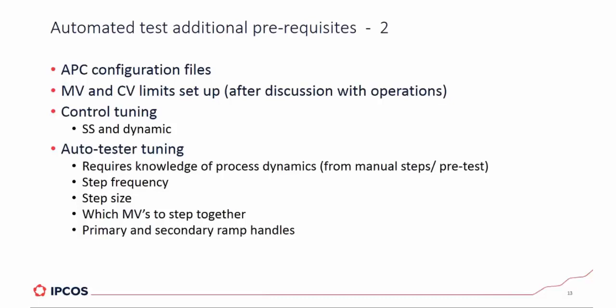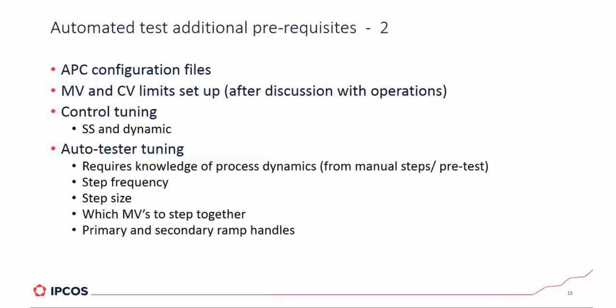Also, prerequisites for an automated test: the APC configuration files. There's quite a number of hours of work that has to be put into setting up the actual configuration before we can then execute the automated test. It means the MV and CV limits have to be set up already, and that usually goes hand in hand with a lot of discussion with operations. It means that we need initial control tuning, both for the steady state functionality and for the dynamic features in our application. And then there's usually quite a lot of auto tester tuning that also has to be set up and tested and simulated before we can actually come back to the plant.